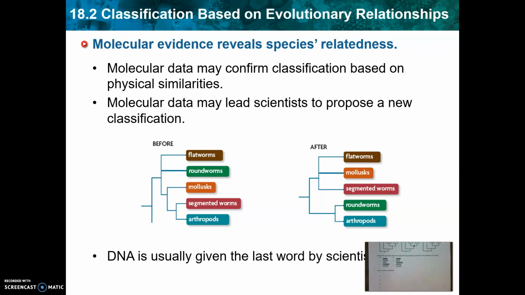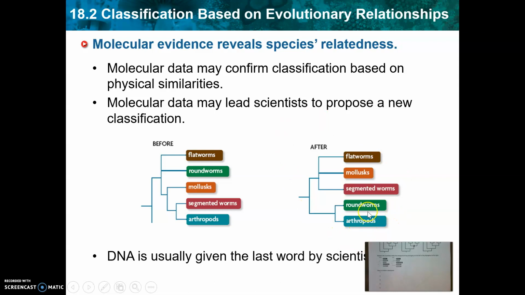Again, this is based on molecular data, so if you look at the before cladogram, you'll notice that segmented worms and arthropods were clustered close together, sharing a recent common ancestor. That was due to just observing the fact that they're both segmented, and that's a pretty fundamental trait in organisms, and so scientists thought that they were probably closely related. However, after examining DNA evidence, we now have what you see over here to the right, the after cladogram.